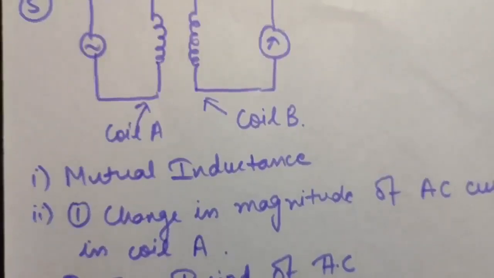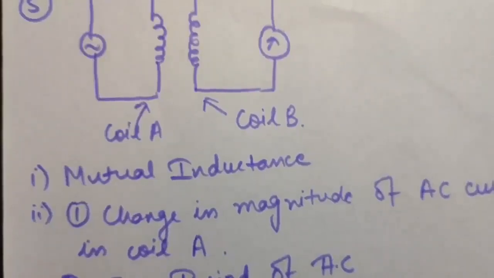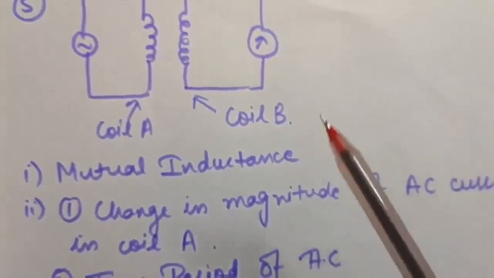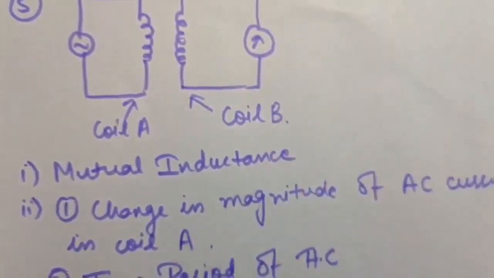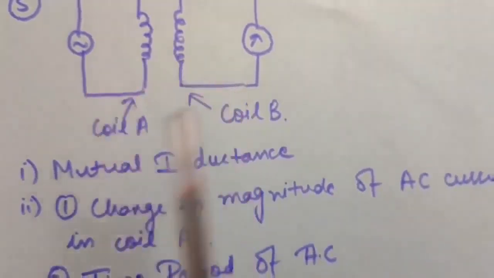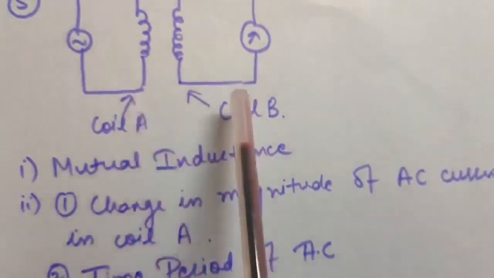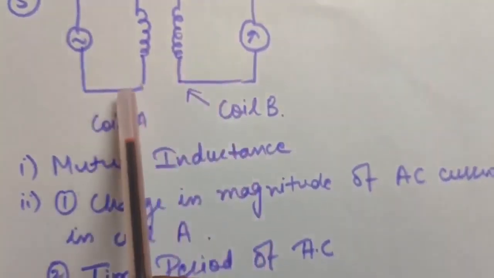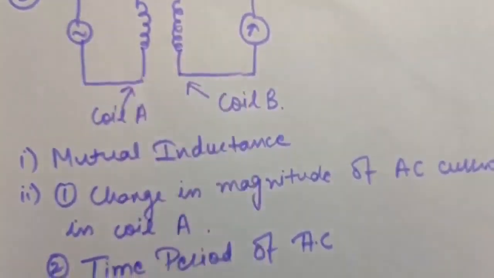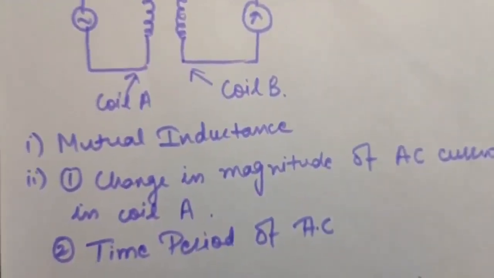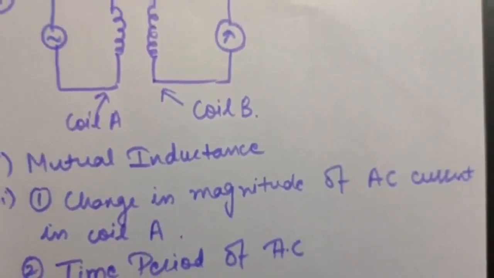Okay, so the fifth question says there are two coils, coil A and B. And when an alternating source of EMF is connected to coil A, there is a current in coil B. So, in the first part, you have to tell what is the phenomenon involved in this. So, as you know, mutual inductance is involved in this. That is, due to the change in current in the first coil, an EMF is induced in the second coil. So mutual inductance.